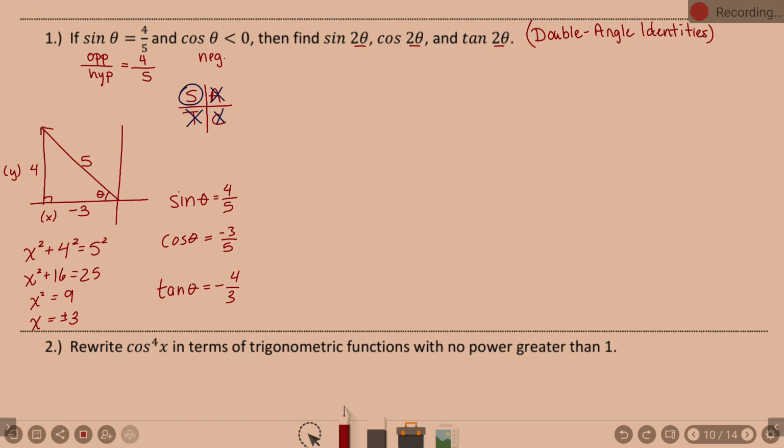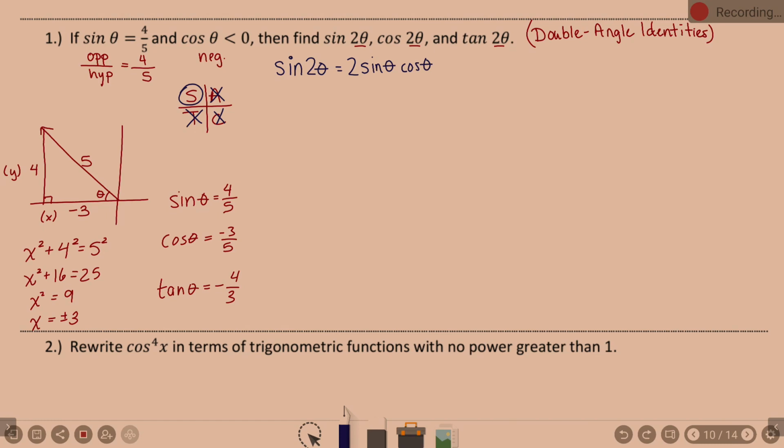Well, we haven't really done the problem at all yet. Okay? Because we were asked to find sine of 2 theta, cosine of 2 theta, and tangent of 2 theta. So let's start by finding sine of 2 theta. What does my identity say about sine of 2 theta? 2 sine u cosine u. So I'm going to translate that to 2 sine theta cosine theta.